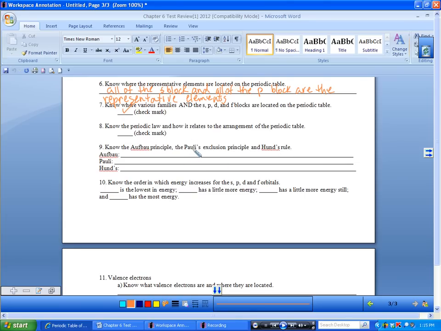Know the periodic law and how it relates to the arrangement of the periodic table. And so I'm going to write it down. This was last chapter, but we're going to repeat it again because we need to know it. So here's what it says.